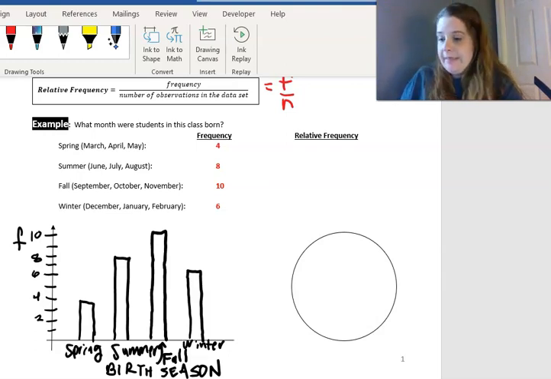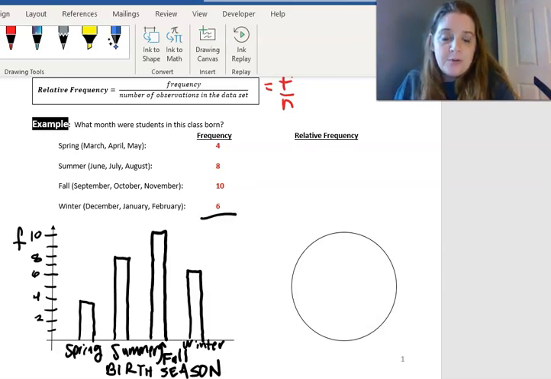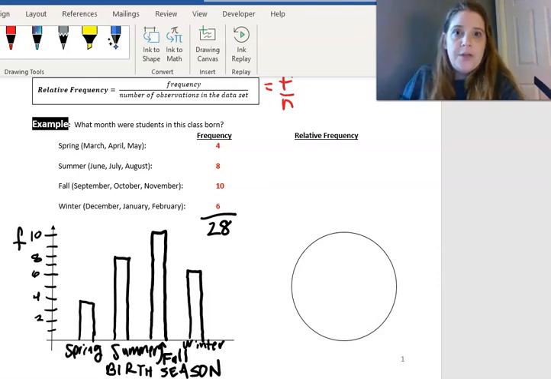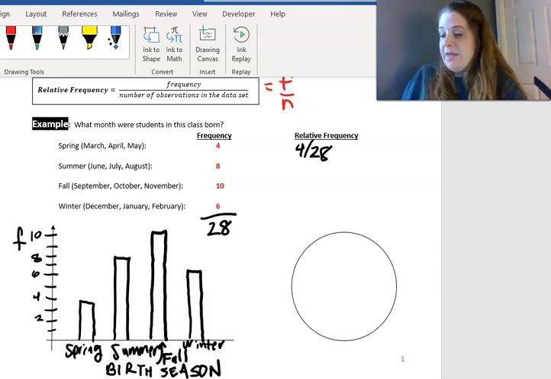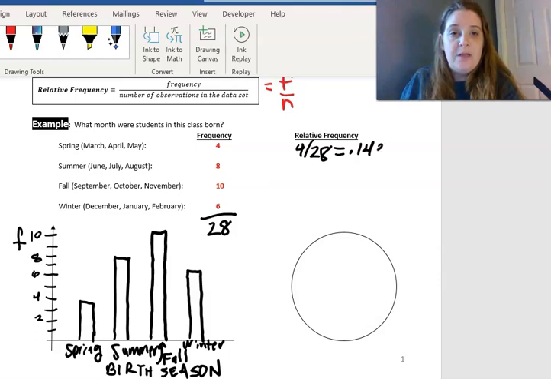So I take my handy dandy calculator, I go 4 plus 8 plus 10 plus 6, or run that through in your head. We end up with 28 total here. It's our grand total. So to do the relative frequency, I'm basically going to go 4 out of that 28. And 4 out of 28 gives me 0.142 or 0.143 if I round.